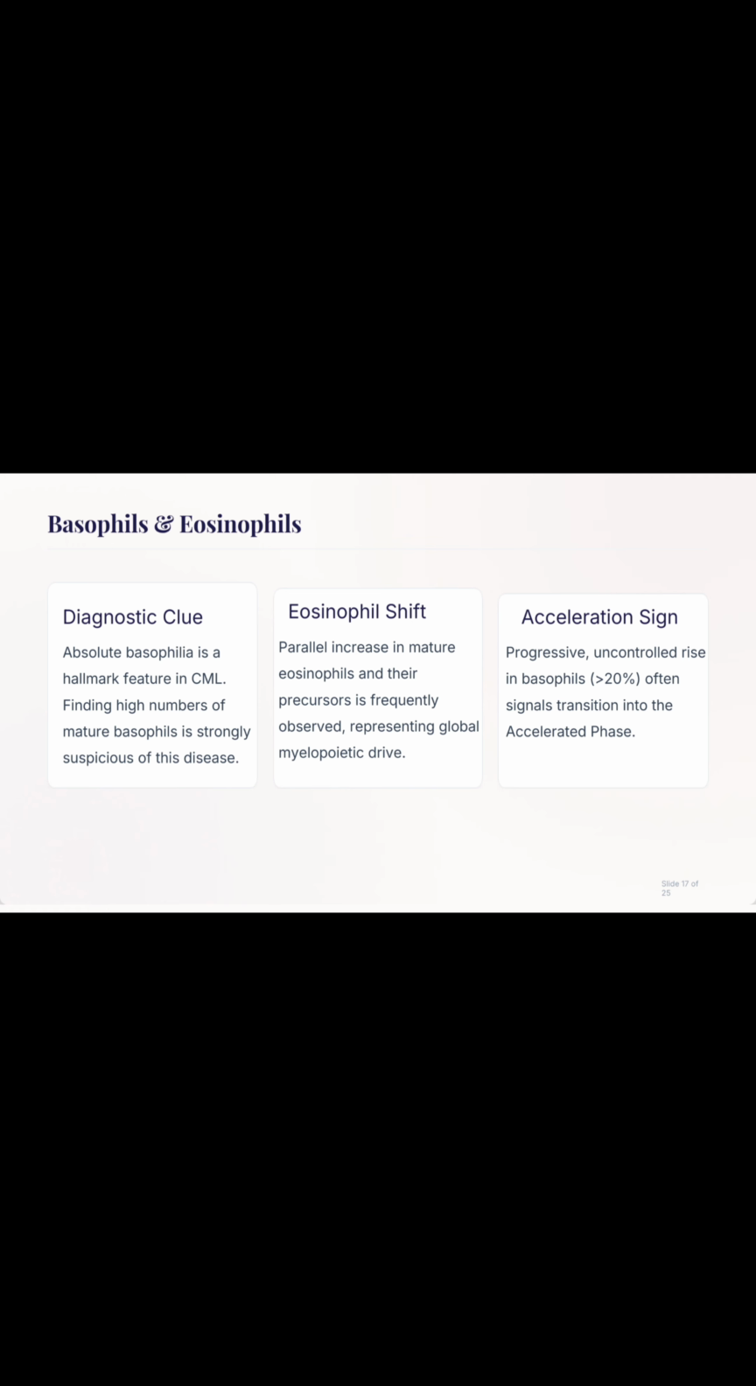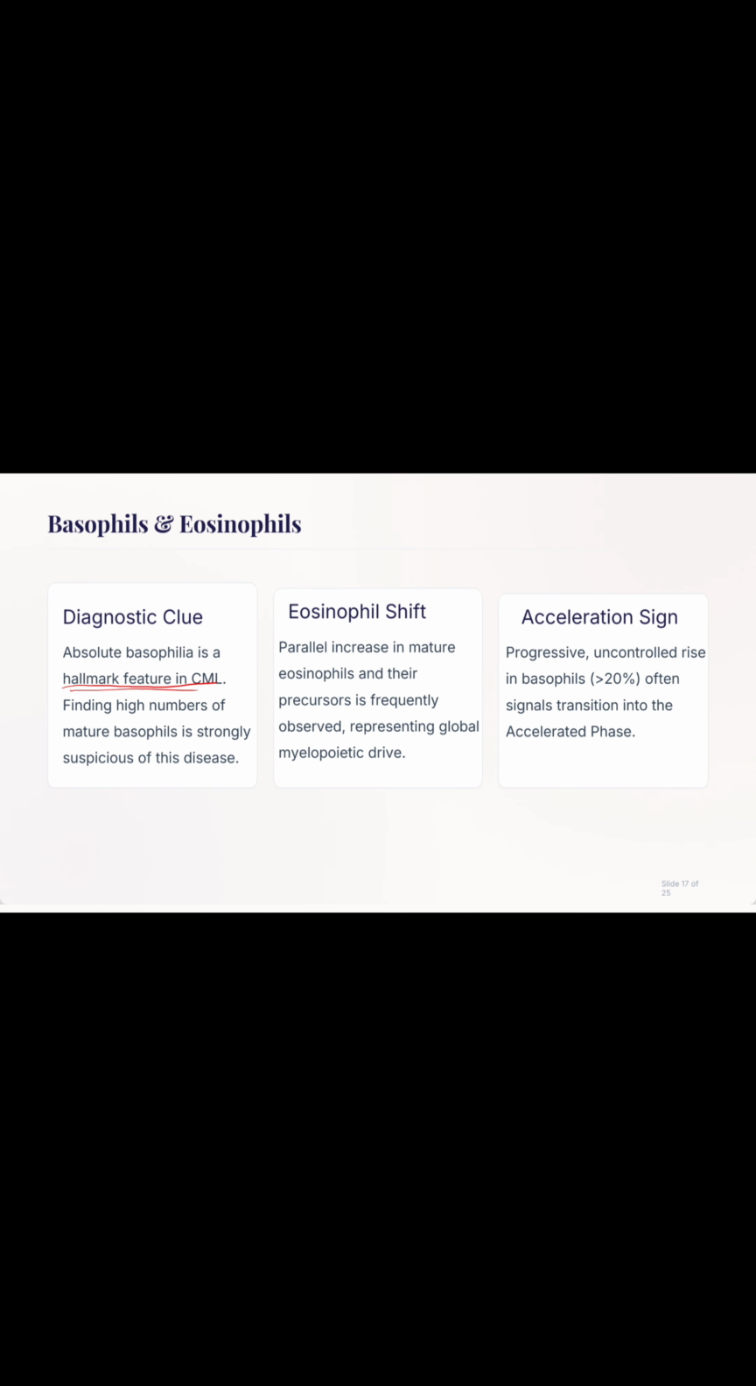Diagnostic clue. Absolute basophilia is a hallmark feature of CML. Basophilia is not seen in other types of leukemias. Finding high numbers of mature basophils is strongly suspicious of this disease. Eosinophil shift. Parallel increase in mature eosinophils and their precursors is frequently observed, representing global myelopoietic drive.